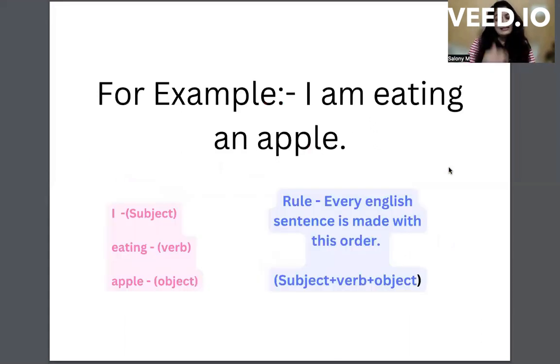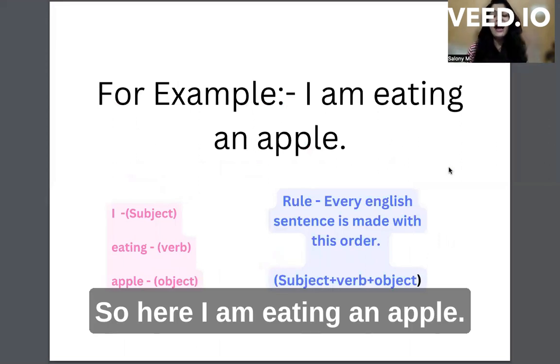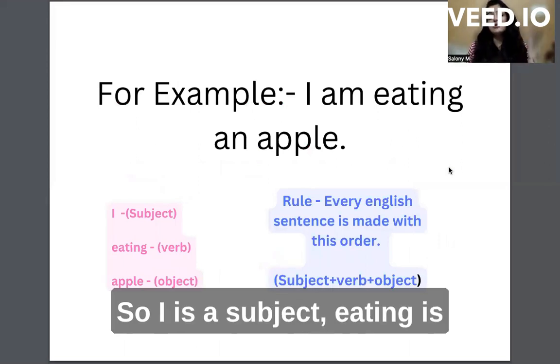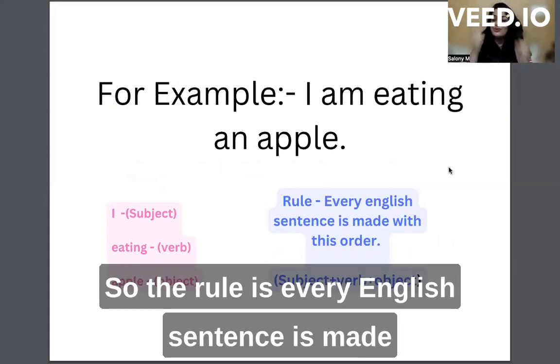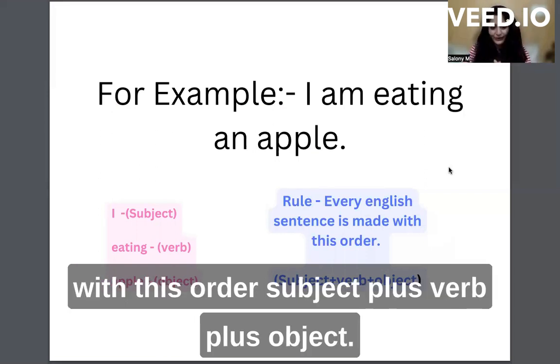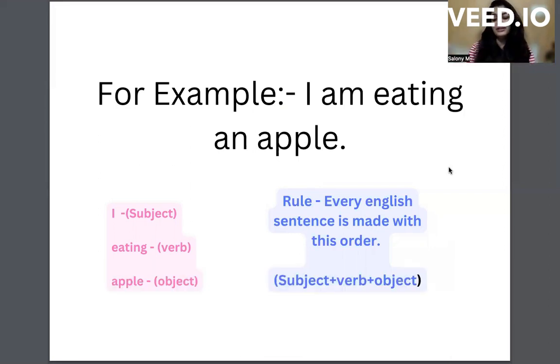So, yes. Here, I am eating an apple. So I is a subject, eating is a verb, and apple is an object. So the rule is every English sentence is made with this order: subject plus verb plus object.